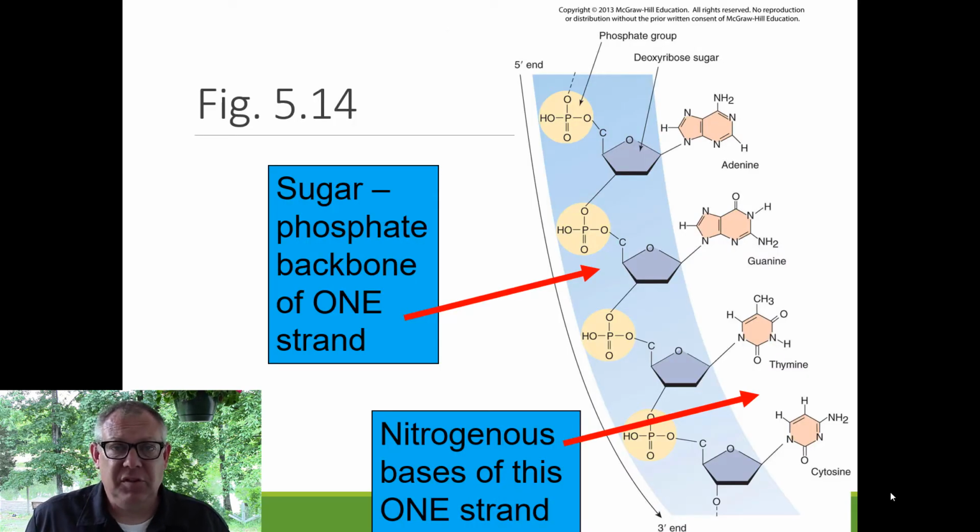And so again, just another look at it. It's a figure from your book, and you see the sugar phosphate backbone. So it goes sugar, phosphate, sugar, phosphate, sugar, phosphate, sugar, phosphate, and then the nitrogenous bases are all stuck to one side. This would be one strand, and then we could easily build the complementary strand based on A's pairing with T's and C's pairing with G's.